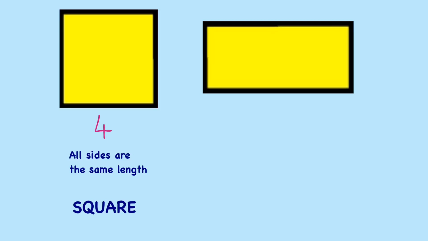The next shape, well, it also has 4 sides, I can count them, but are all 4 sides the same? Well, we can see that we've got a long side, one there and one there. So we've got 2 long sides and we've got 2 short sides. So it does have 4 sides, but it has 2 long and 2 short sides. And we call this shape a rectangle.